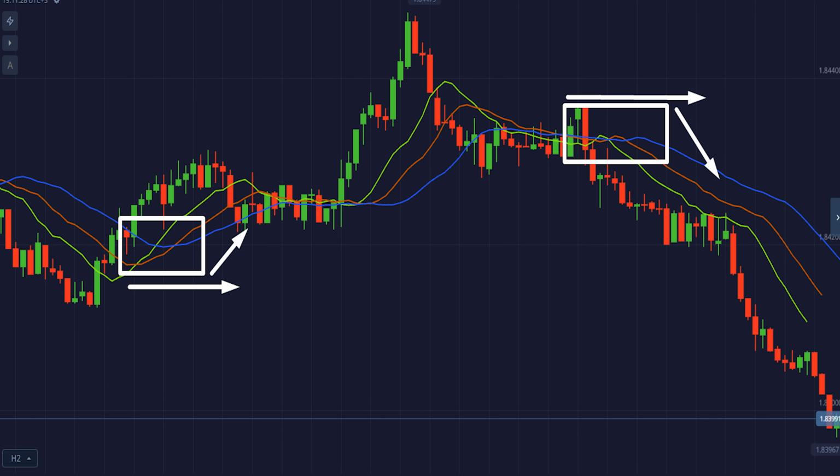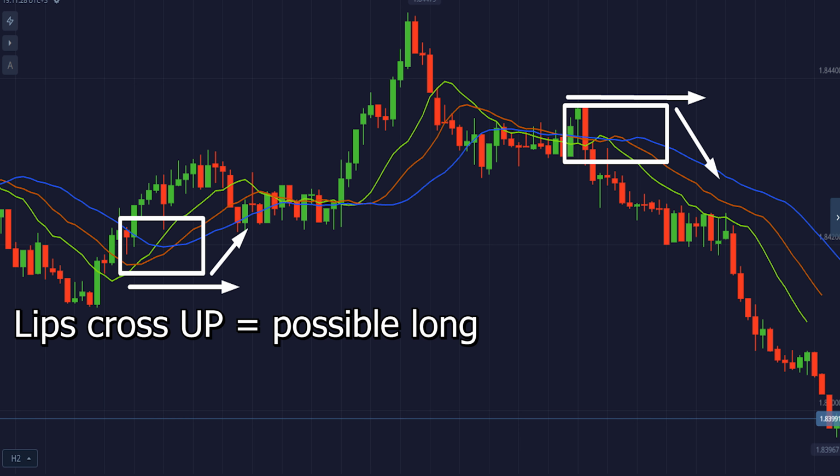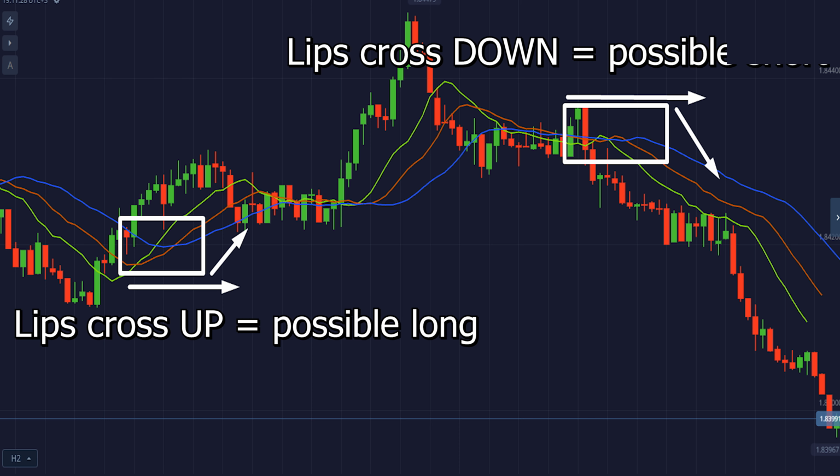Now let's talk about how to read Alligator signals correctly. Most entries are built around the lips line, and when the lips cross above the other lines, it's a potential long scenario, so the market is waking up to the upside. And when the lips cross below the other lines, it's a potential short scenario, so the market is waking up to the downside.